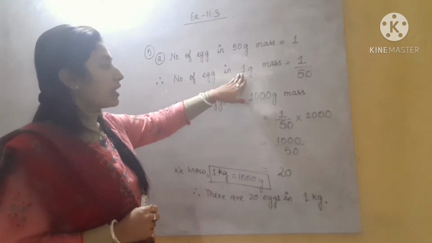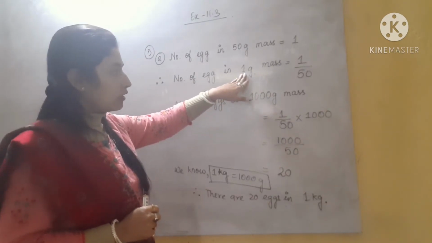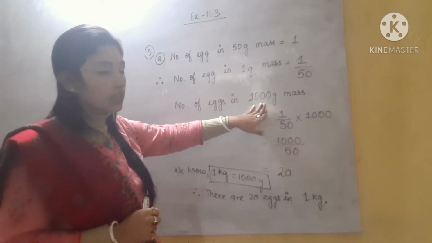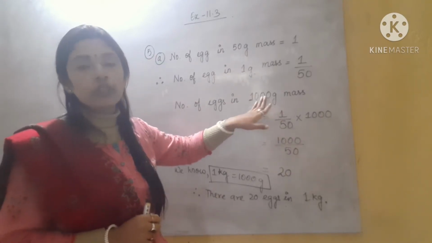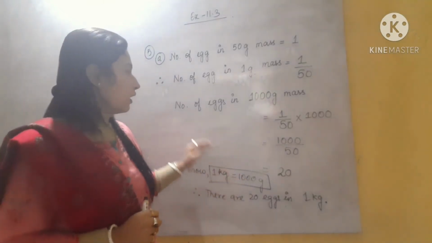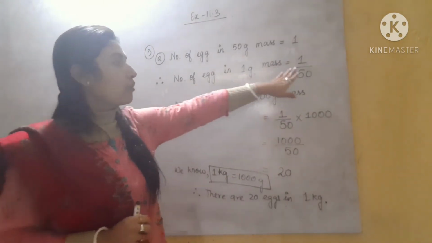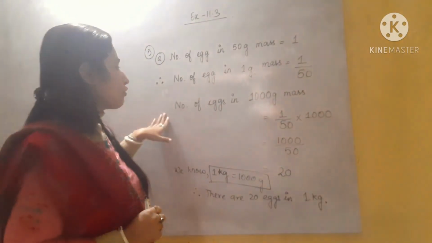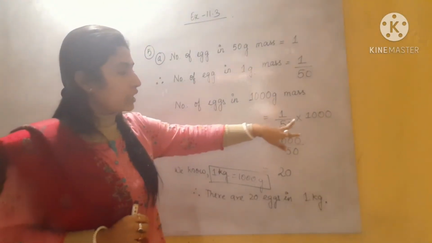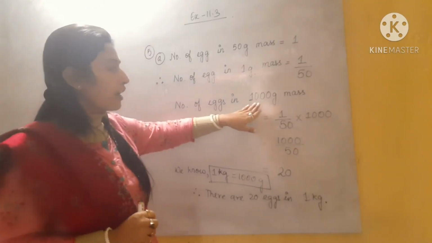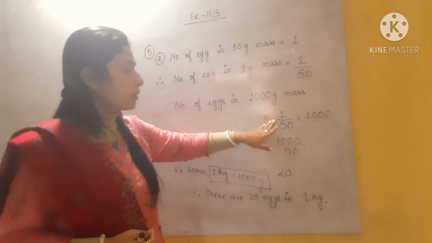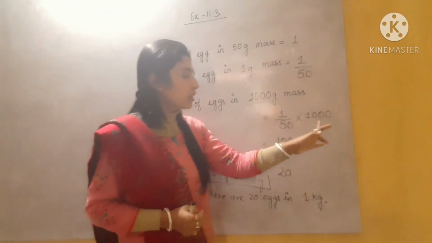If we multiply by 1000, then 1 into 1000 will be 1000 gram, and we know that 1000 gram is equal to 1 kg. So see here, for 1 gram I found that 1 by 50 eggs are there. So the number of eggs in 1000 gram mass will be 1 by 50 into 1000. For finding for many we have to multiply, already we know it.